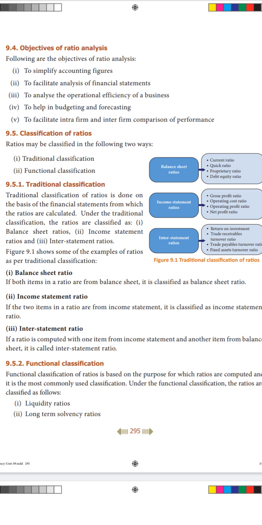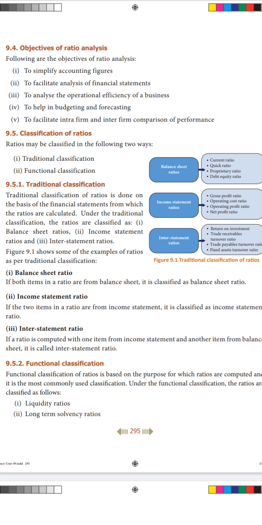As we all know, budgeting is nothing but an estimate which helps to take decisions for the future. And the last one is to facilitate intra-firm and inter-firm comparison of performance. When it is department wise, we call it intra-firm. Inter-firm means the same type of company wherein the performance can be compared.